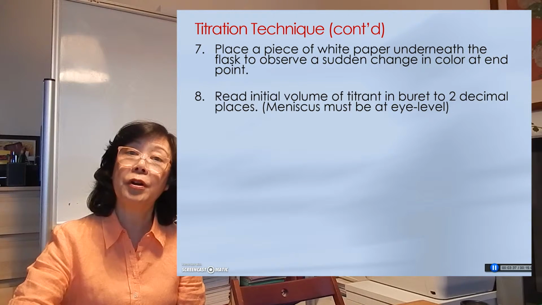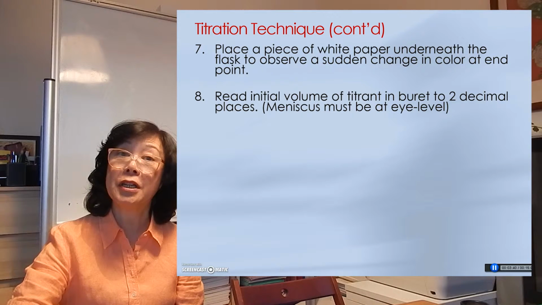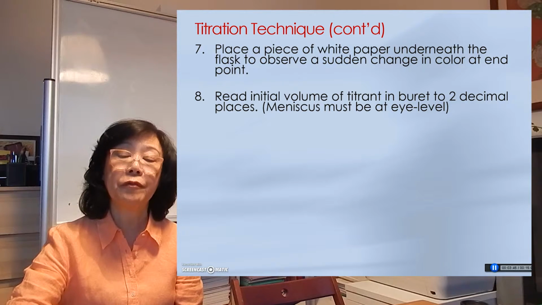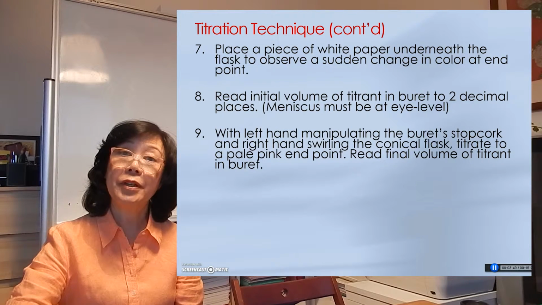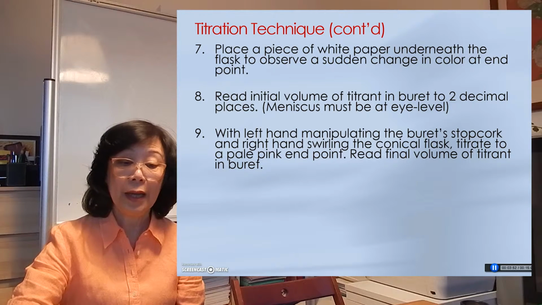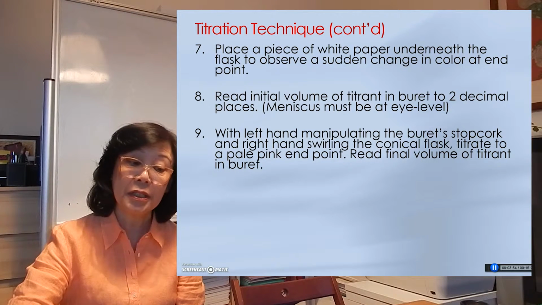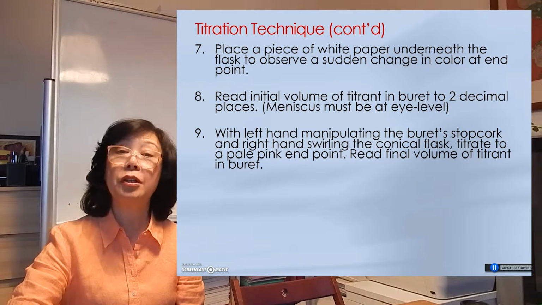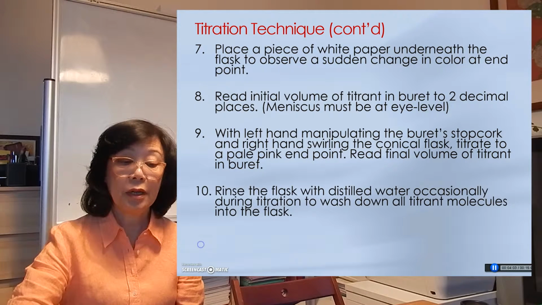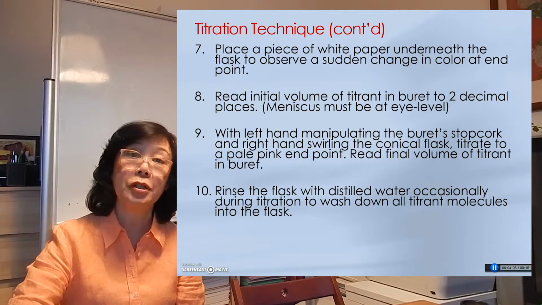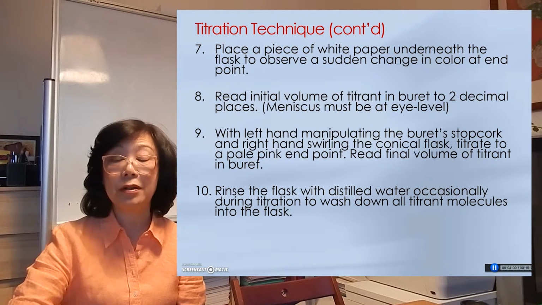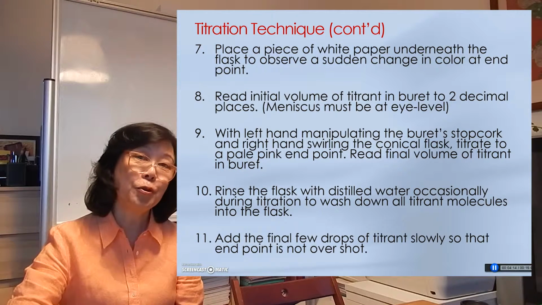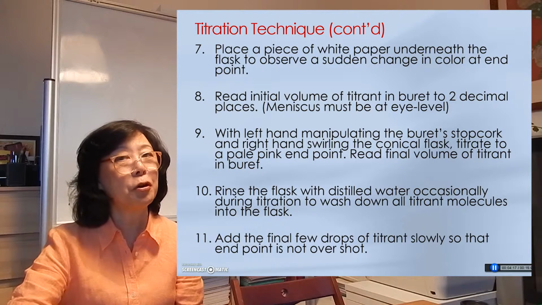Now I read the initial volume of the titrant in the burette to 2 decimal places, making sure that you are eye leveling the bottom of the meniscus when you read the volume. With my left hand manipulating the burette stopcock and the right hand swirling the conical flask, I would then titrate it to a pale pink color and then read the volume of the titrant in the burette and record it. Now rinse the flask with distilled water occasionally during the titration to make sure that all the titrant molecules are rinsed down into the flask. And be sure that you add the final few drops of the titrant very slowly so that we don't overshoot the endpoint.